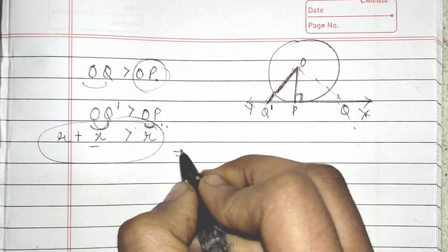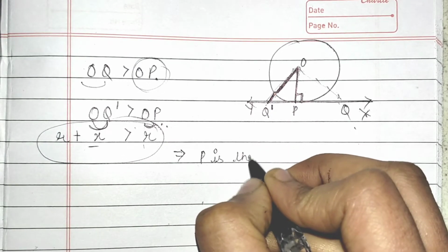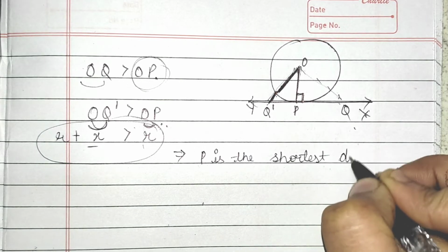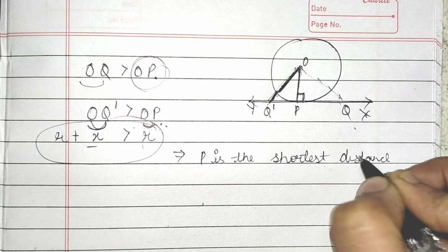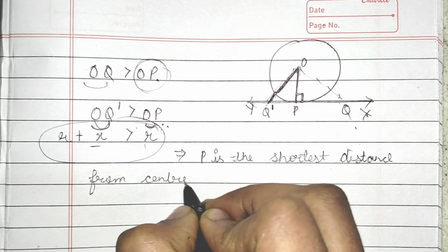Okay, so what I can say from these relations is that P is the shortest distance from the center to the tangent.